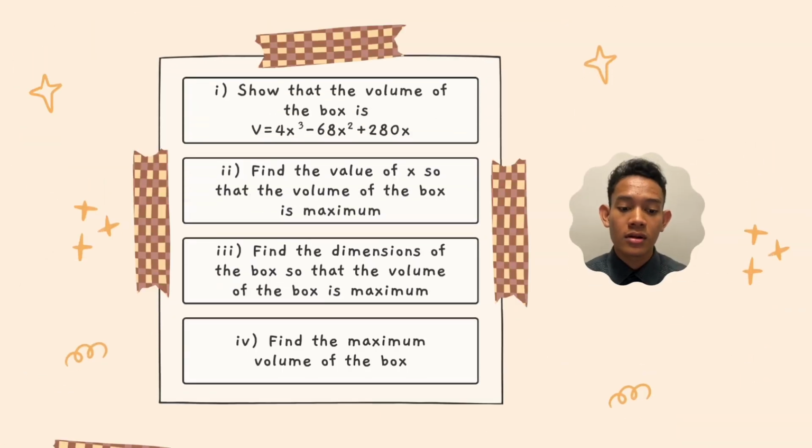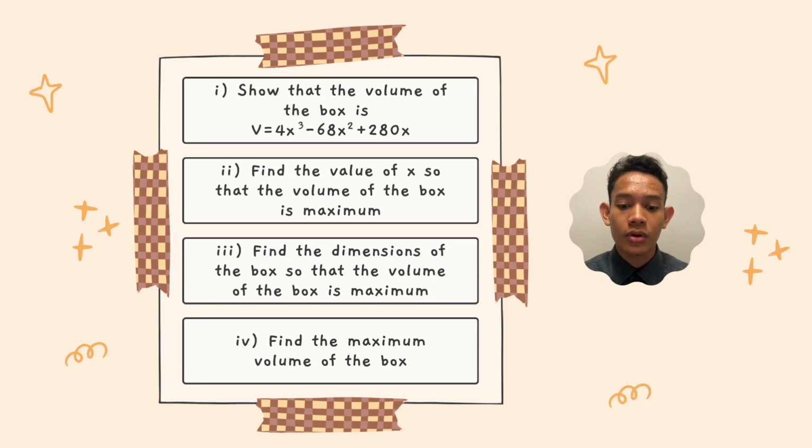For question 1, show that the volume of the box is V equals 4x^3 minus 68x^2 plus 280x. For question 2, find the value of x so that the volume of the box is maximum. For question 3, find the dimensions of the box so that the volume of the box is maximum. And the last question is, find the maximum volume of the box.